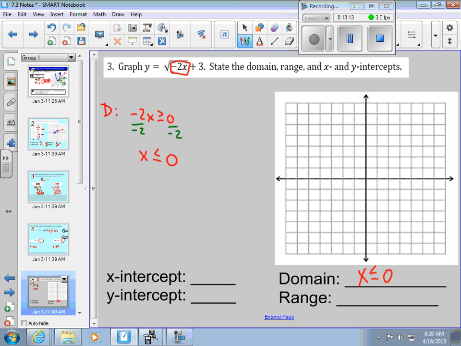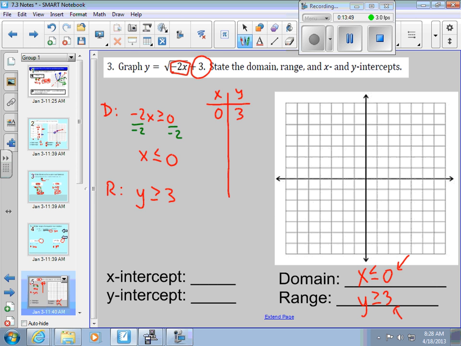Let's look at our range. What's our range going to be? Look at the number after the radical, after the square root, positive 3. So here, y's got to be greater than or equal to 3. So our range, y is greater than or equal to 3. If you look at these two numbers, 0 and 3, the domain and range will always tell you the first point to graph if you're looking to graph it as well. 0, 3, 0 being the x, 3 being the y, that's the first point.